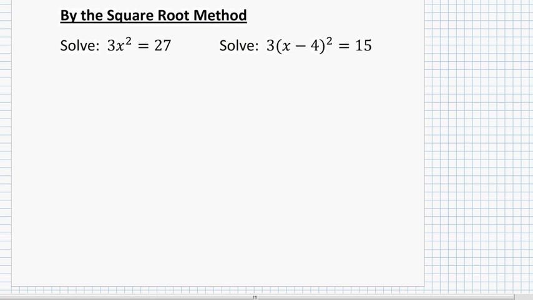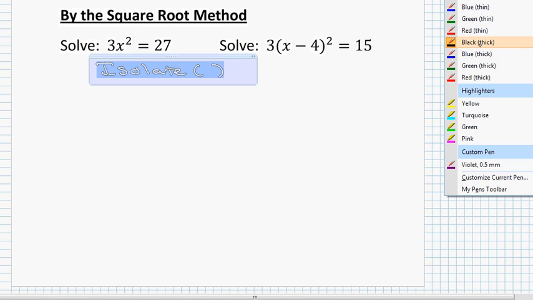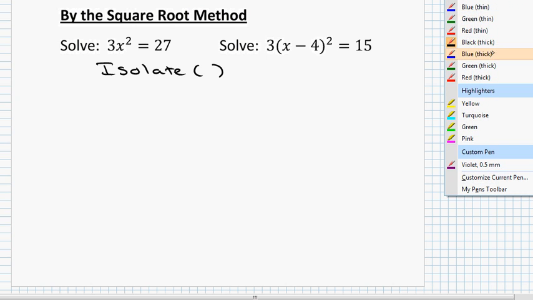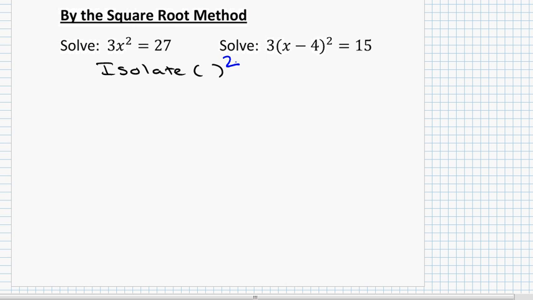There's the square root method to solve quadratic equations as well. What that basically means is you want to isolate the squared. So in this case, isolating the squared means dividing by 3. So you get x squared equals 9.